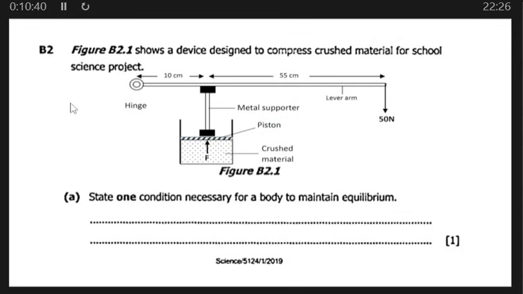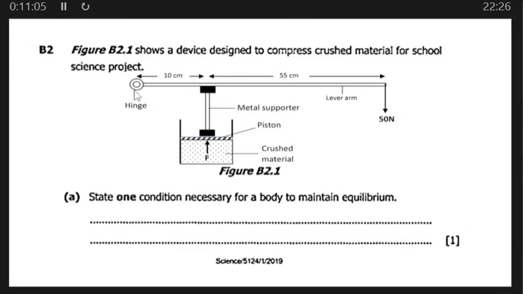So question B2 says, figure B2.1 shows a device designed to compress crushed materials for school science project. All right, so this is a device that has been designed to crush stones for the school project, or to crush materials for the school science project. All right, so what can we see in this diagram here?